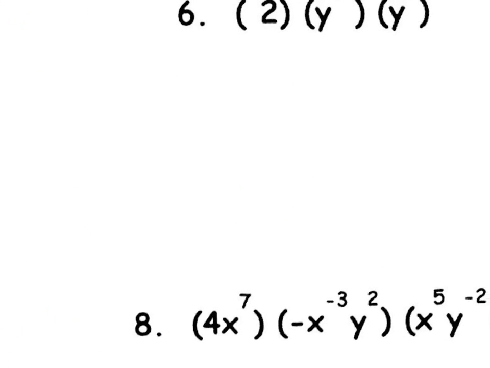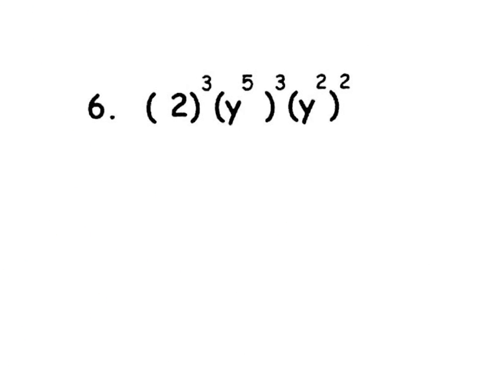Okay. So we can look at number 6. Now, what happens when you have an exponent on the outside like this, and there is no exponent on the 2? There is nothing there to distribute to. Well, there really is an exponent there. It's just 1. So when we go to distribute, it's 3 times 1. So this is 2 to the 3rd, y to the 15th, and y to the 4th. Now we can combine a few things here.